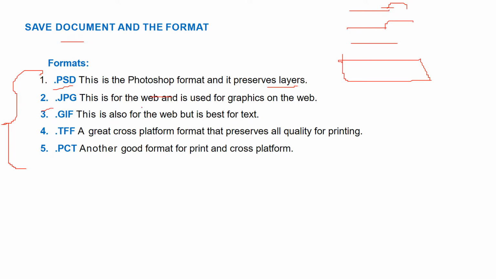JPG is very famous and popular on the web and used for graphics on the web. .gif is also for the web, but is best for text, because text does not look good in JPG. JPG is only good for pictures. TIFF, tagged image file format, is a very important cross-platform format that preserves all quality for printing. Then .pct is another good format for print and cross-platform.